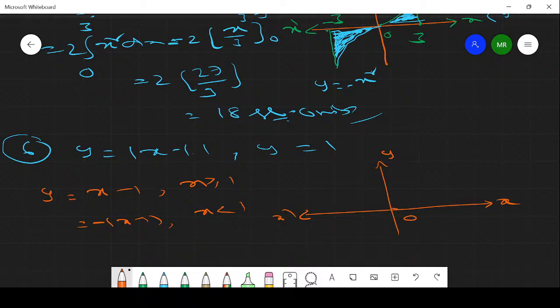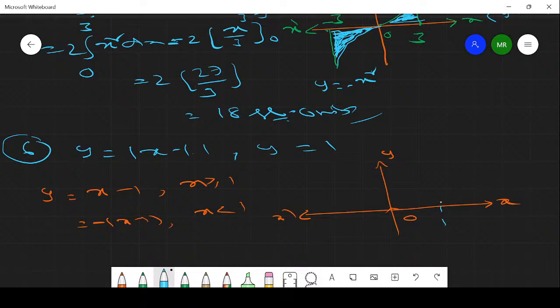I have taken the origin here. In the given graph, x minus 1, because they are talking about x greater than or equal to 1. So you take the value 1, greater than or equal to 1. When x is greater than or equal to 1, the graph will be y equal to x minus 1. When you put x equal to 1, this will be 0. The graph will go above like this.